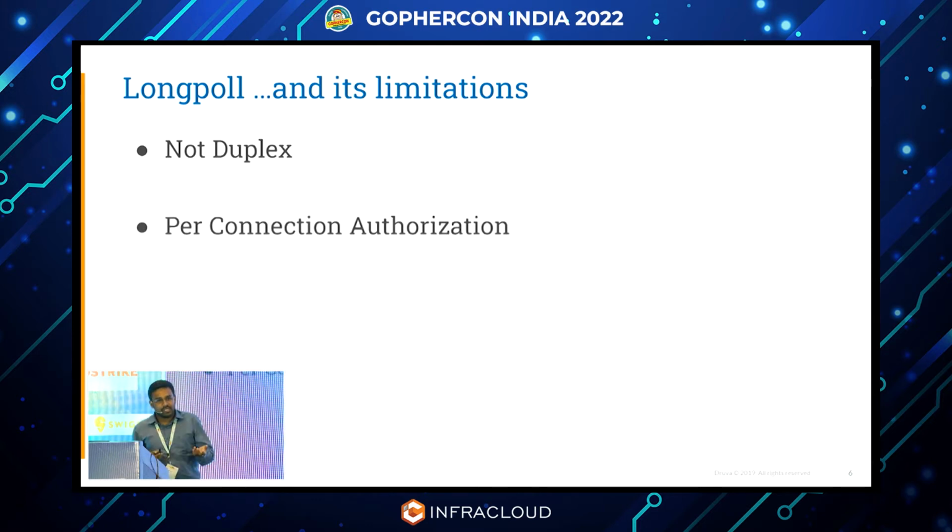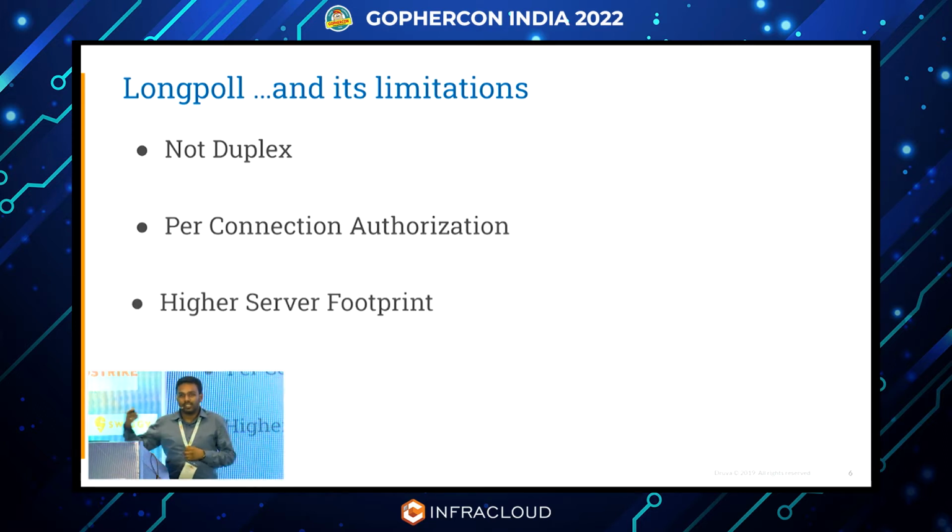Then per-connection authorization. As the client needs to poll the server, even though it's a long poll, for each poll from the client you need to authenticate and authorize on the server side. Along with authentication and authorization, there are latency problems and a higher server footprint, because you need to send a lot of data along with the actual payload required for the business logic.